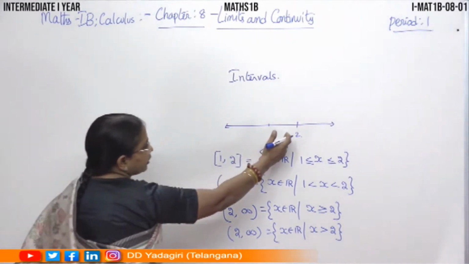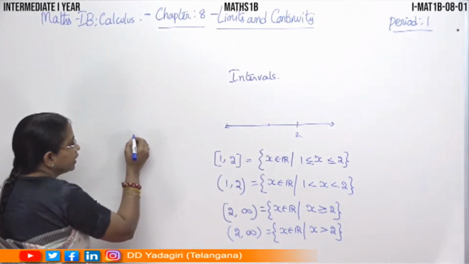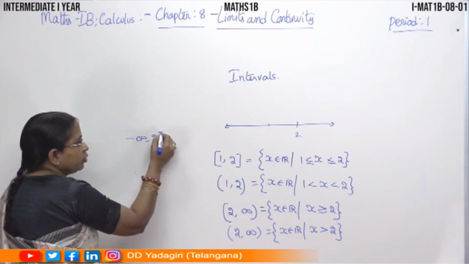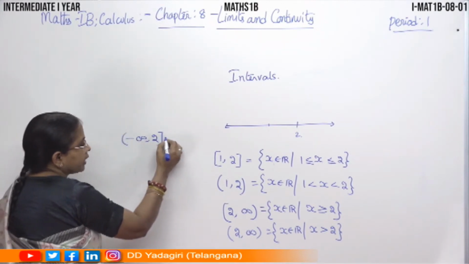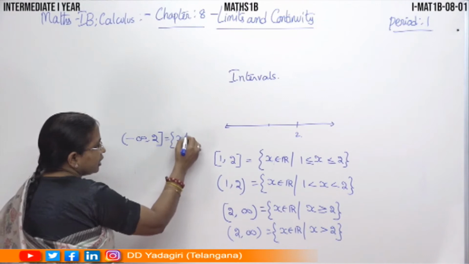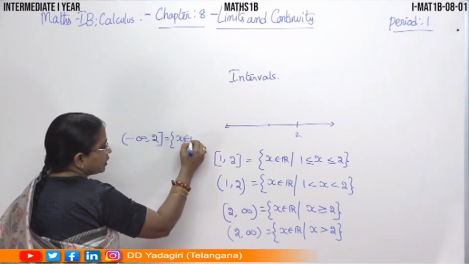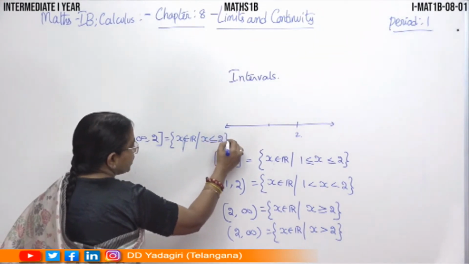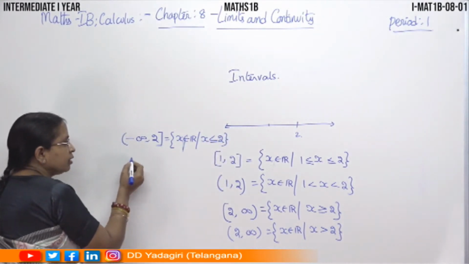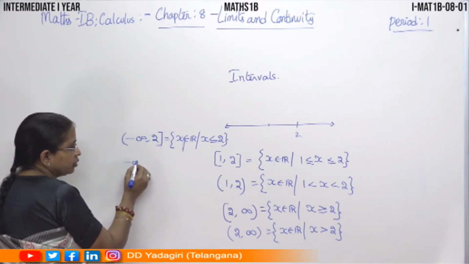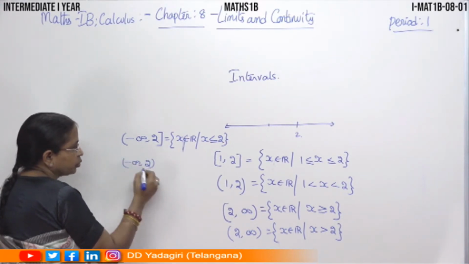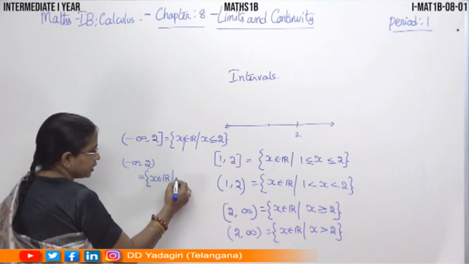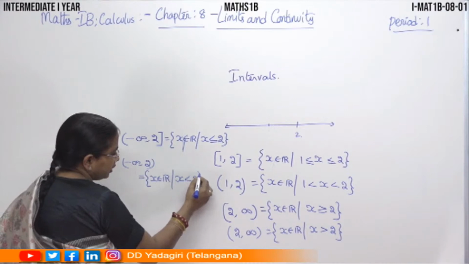Now suppose I have to write all the real numbers less than 2. Then it is minus infinity to 2. If I include 2, then I should write closed brackets, and it is again the set of all x belongs to R such that x is less than or equal to 2. Now suppose I don't include 2, then it is (minus infinity, 2), that is the set of all x, where x is a real number such that x is less than 2, like this.